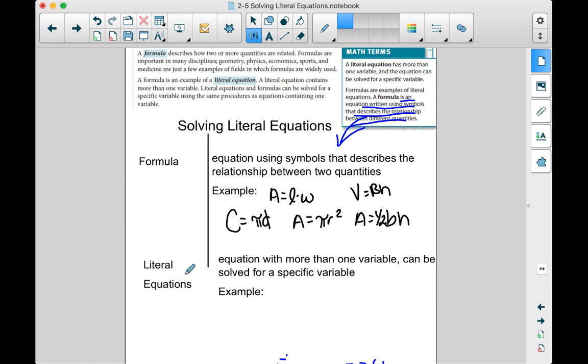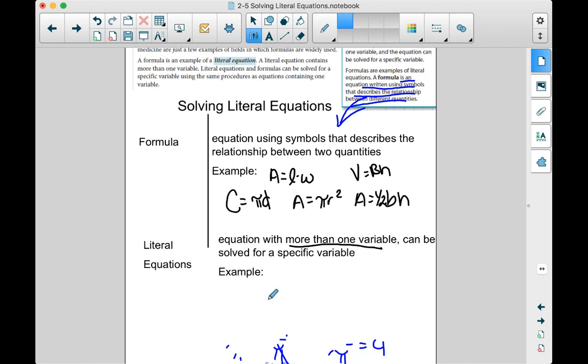So now let's talk about literal equations. A literal equation is an equation with more than one variable. So if we look up here, a variable is just an unknown. But if we look up here, we actually have three variables. So we have A for area, L for length, and W for width. Here we have two variables, C for circumference and D for diameter. Pi is actually not a variable. Pi is just a symbol for an irrational number. So a literal equation is an equation that has more than one variable, but it can be solved for a specific variable.